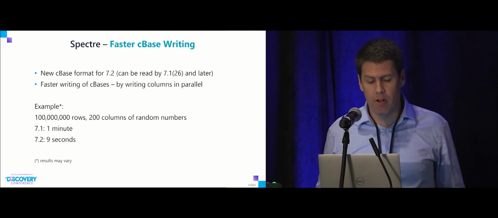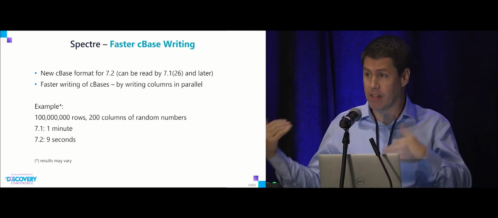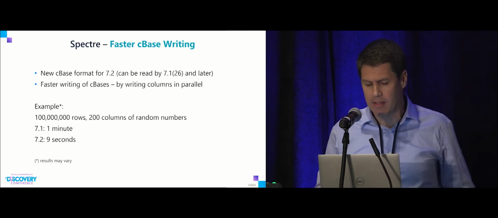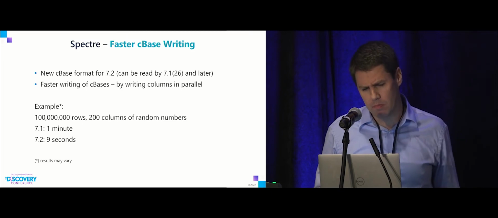Quick example: 100 million rows, 200 columns, we go from 1 minute to 9 seconds just for the writing to disk part, so being able to write stuff in parallel. It's an example of how we're trying to constantly and continuously improve the engine.